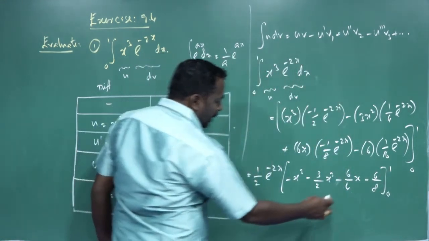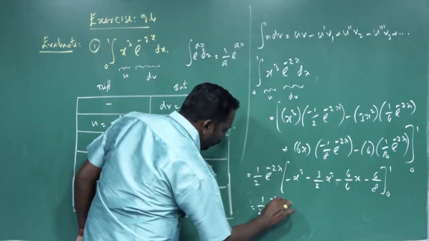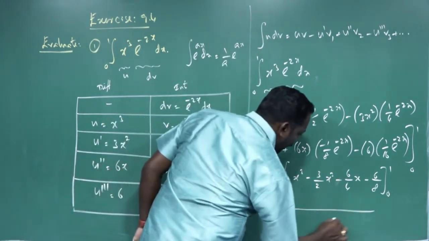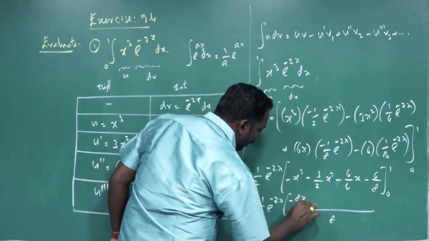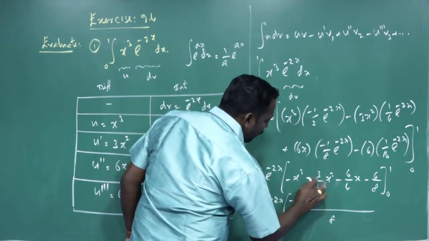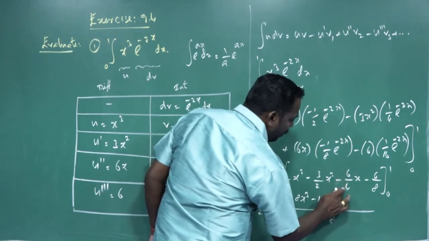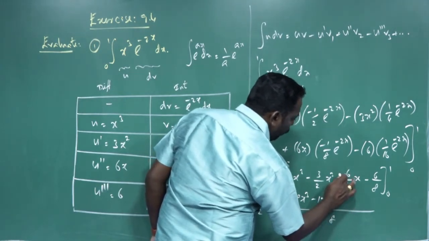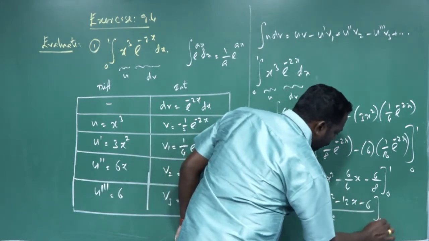Now we take 8 as the common denominator. That is equal to 1 by 2 e power minus 2x within the bracket. Taking 8 as the common denominator, multiply by 8: minus 8 x power 3. Multiplied by 4, and 4 multiplied by 3 is 12, x square. Then plus, multiplying by 2 to get 8, 2 and 6 give 12x, then minus 6, and the limits are 0 and 1.